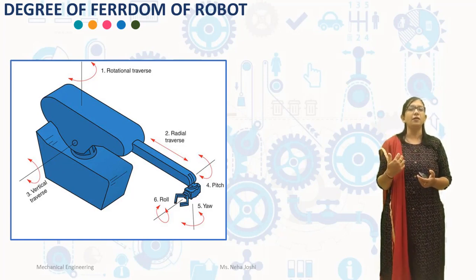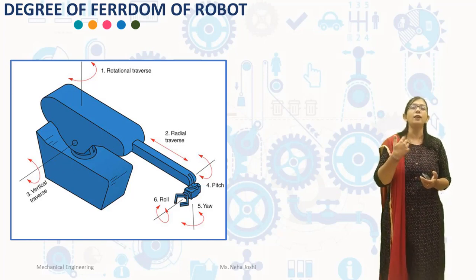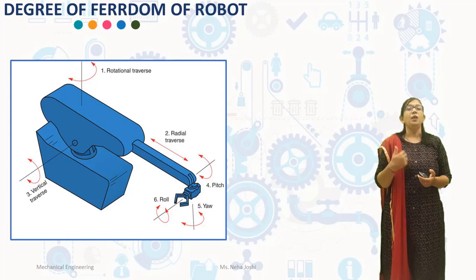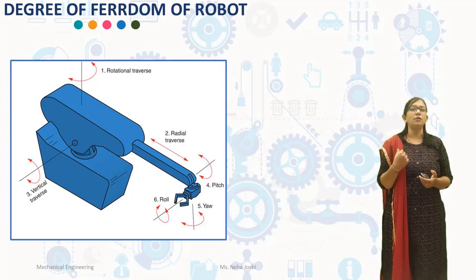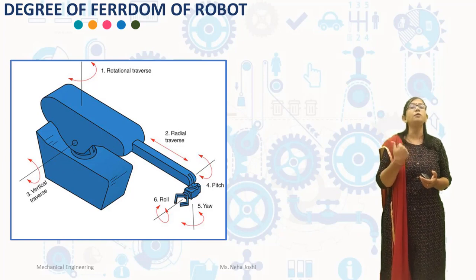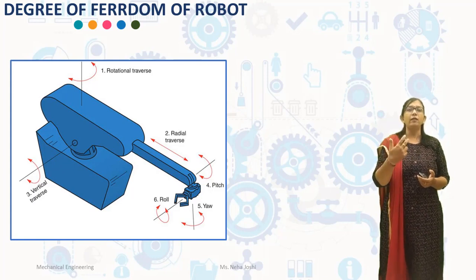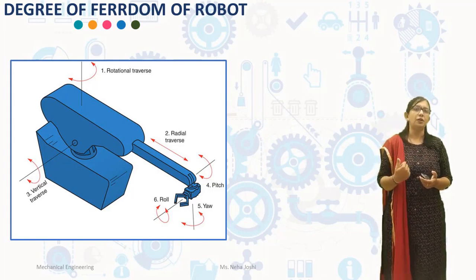Next one is radial traverse. Now, radial traverse is in and out movement of the arm along its axis. Okay. Third one is rotational traverse. Rotational traverse is the rotation of arm about the vertical axis. So these are the different degrees of freedom of arm. Okay. Vertical traverse, radial traverse, and rotational traverse.